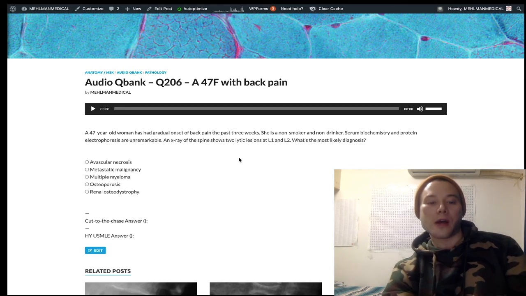Okay, I've done enough discussion of this question, pretty long-winded, but this came down to metastatic malignancy versus multiple myeloma, and we've distinguished them. We've ruled out multiple myeloma here. The serum protein electrophoresis was normal. That's it.